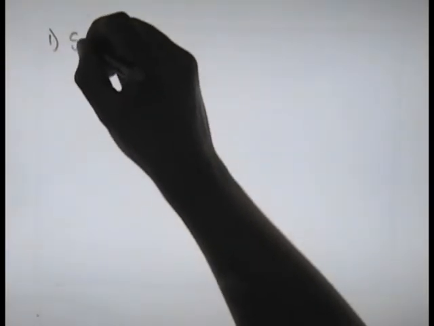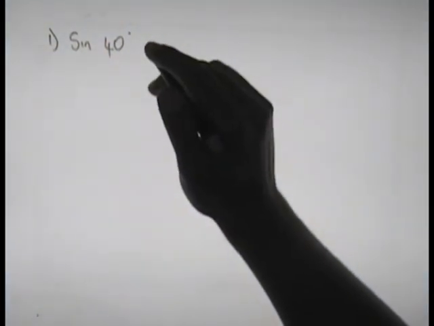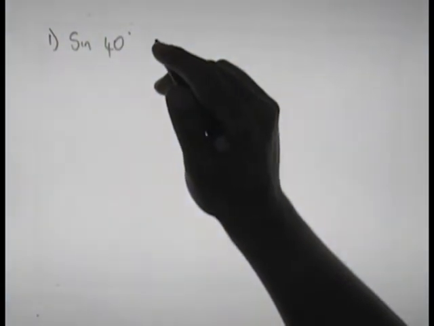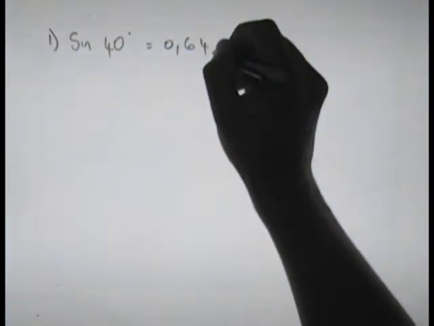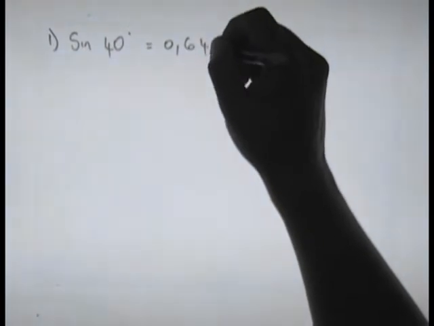The first one I gave you to do read sine of 40. Now sine of 40 degrees, if you punch it into the calculator, you're just going to literally type sine 40. And that's going to give you an answer of 0.64278. So I'm just going to round it off to 0.64.